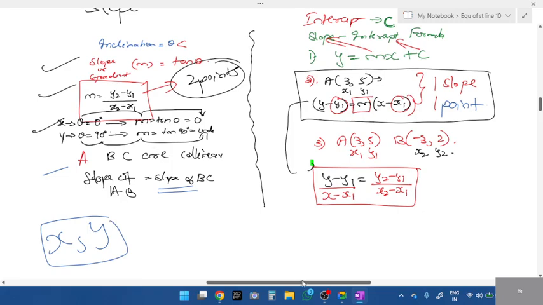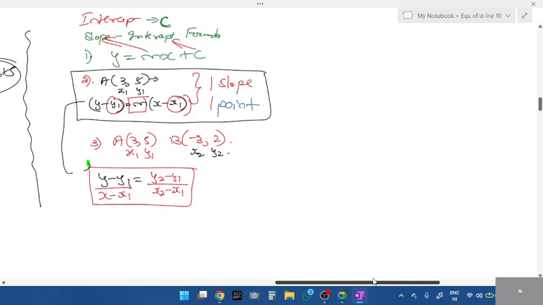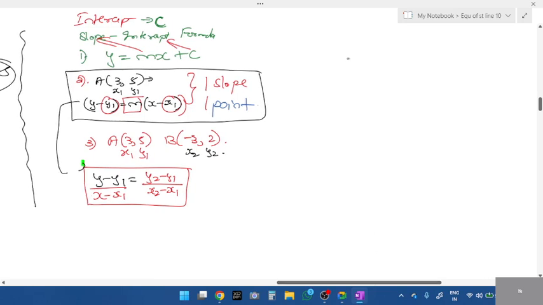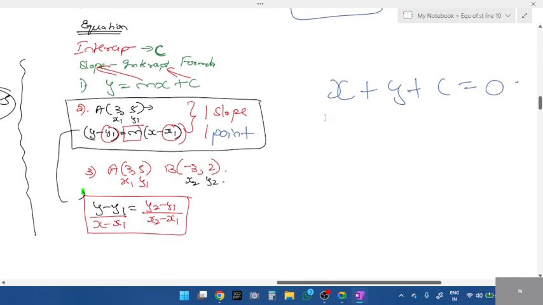Whatever points are given. But when it comes to the equation of a straight line, the equation can be in any form. The general form is ax plus by plus c is equal to 0. This is the general equation of a straight line. First you should write the x value, y value, then c. That should be equal to 0.